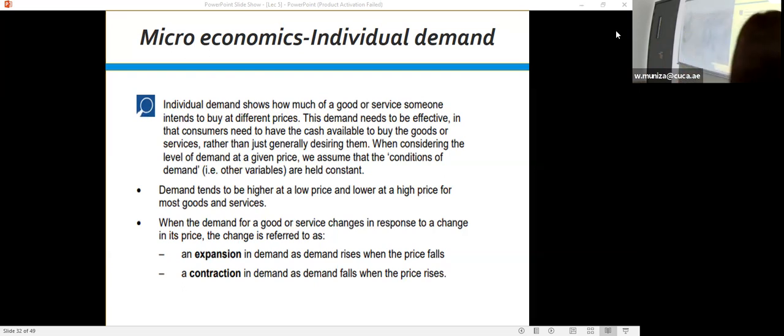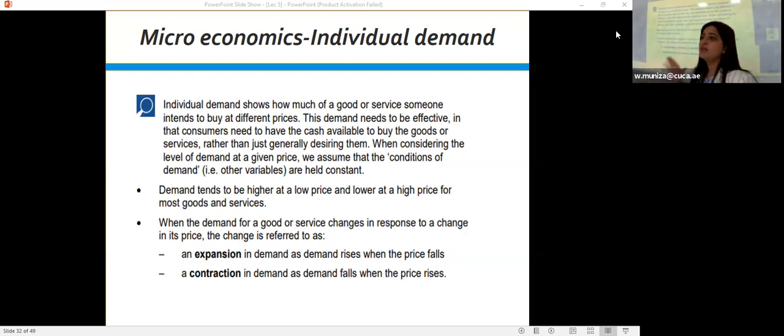But over here, we are going to assume that the other conditions of demand, other variables which are affecting the demand, are constant. We need to assume this simply because there are so many factors which are collectively going to affect the demand of a good or service. But when we are thinking in a narrow manner about what the effect on demand is by increasing or decreasing price, then we assume that other variables, other conditions of the demand, all those factors which are affecting demand, are going to be constant.